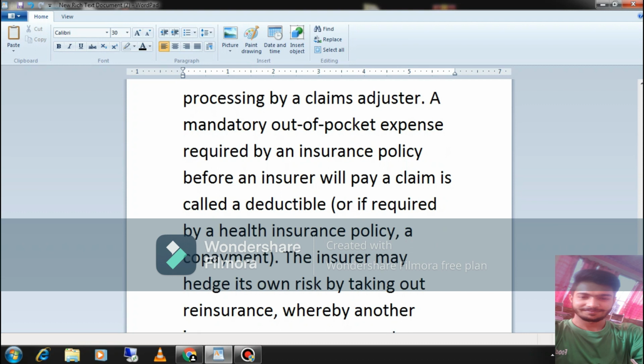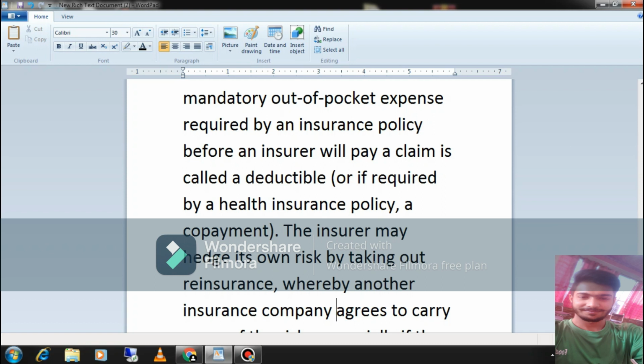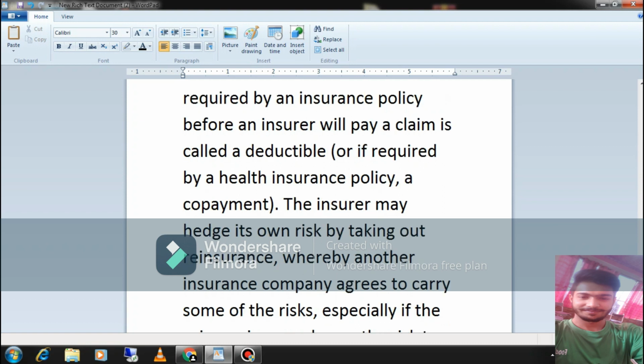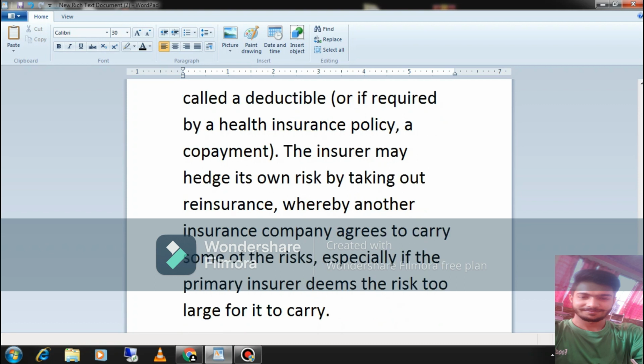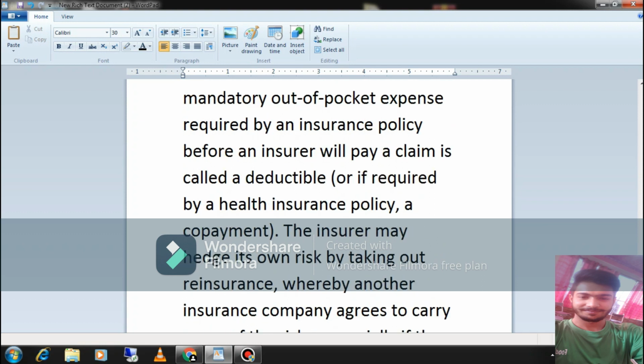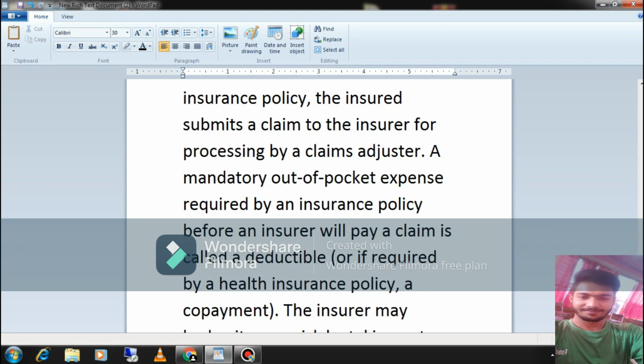The insurer may hedge its own risk by taking out reinsurance, whereby another insurance company agrees to carry some of the risk, especially if the primary insurer deems the risk too large for it to carry. It means that it may or may not be possible.